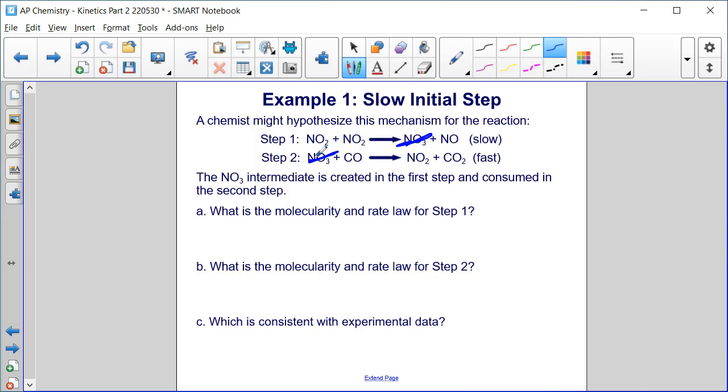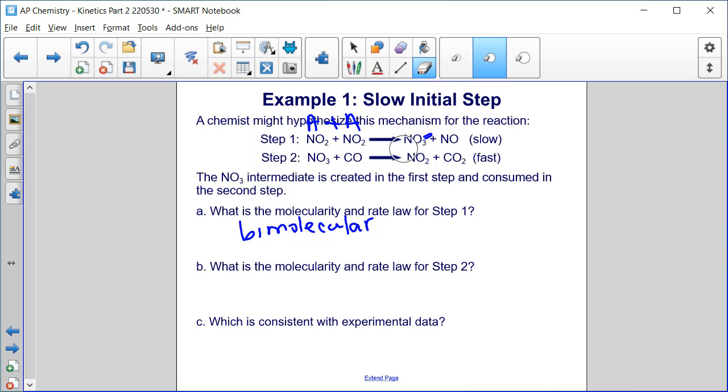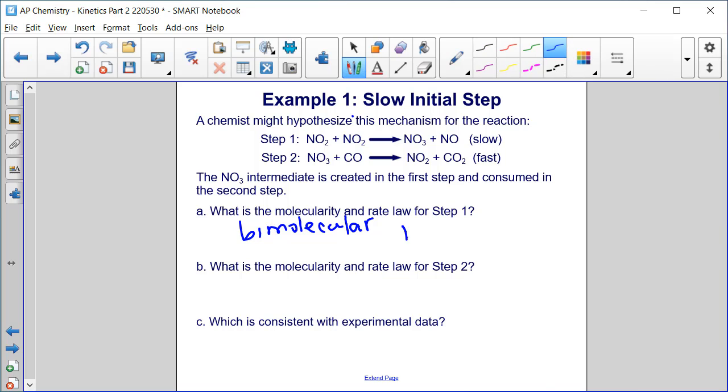Part A, what is the molecularity and rate law for step 1? So step 1 has reactant A plus reactant A, but 2 molecules of it. So this is bimolecular, right? Bimolecular. And the rate law would equal K NO2 squared.